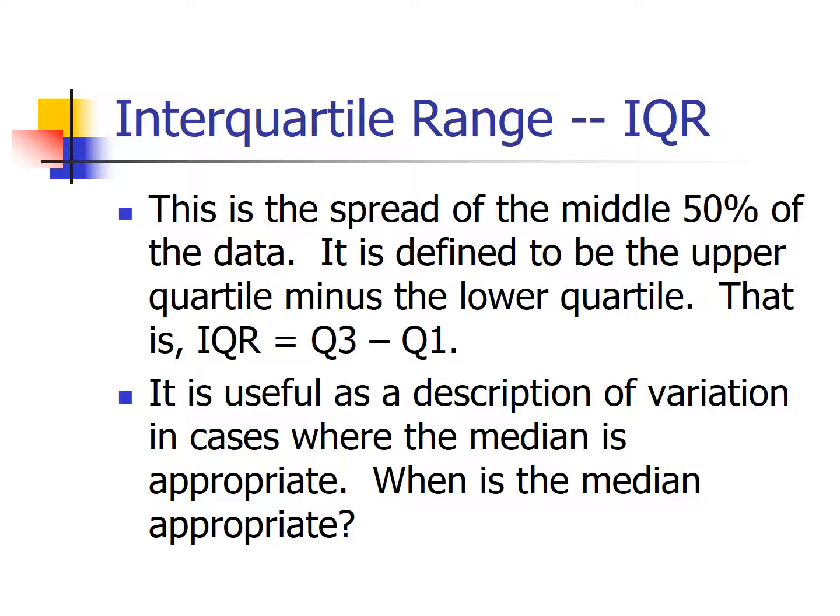Now, the interquartile range is useful as a description or measurement of variation in cases where the median is appropriate. When is the median appropriate? Exactly when we have a skewed distribution. The interquartile range conceptually is similar to the range.